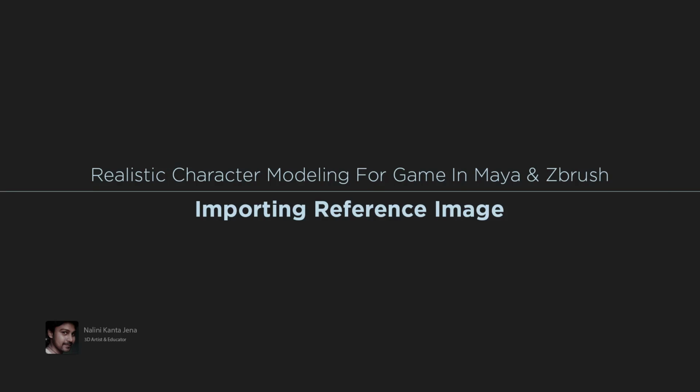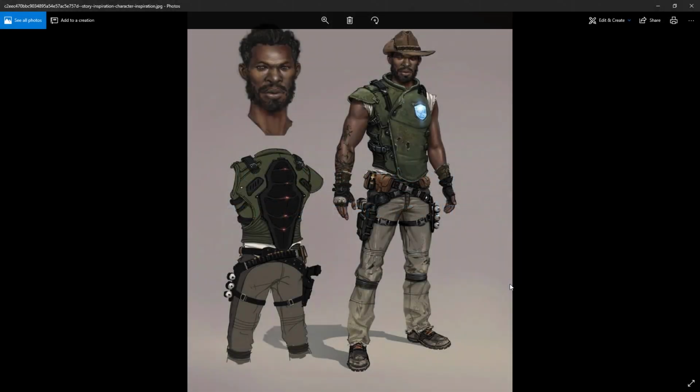Hi, in this video I'm going to tell you how to bring a reference image inside Maya. Before that, I want to say that I'm not going to use this image for the body part, because I cannot use it as my background image inside Maya, as it's in a perspective angle. If I use this, my model is still not going to be perfect, because this character is in perspective.